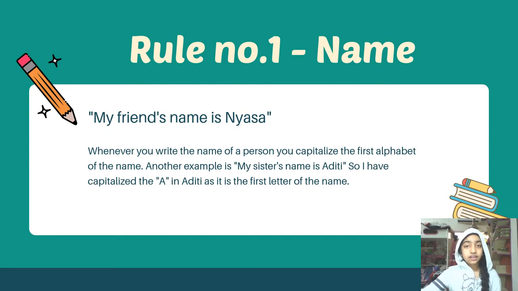In this sentence, my friend's name is Yasa. I have capitalized the first letter of the name of the girl. So the first rule is, whenever you write the name of a person, you capitalize the first alphabet of the name. Another example is, my sister's name is Aditi. So I have capitalized the A in Aditi as it is the first letter of the name.